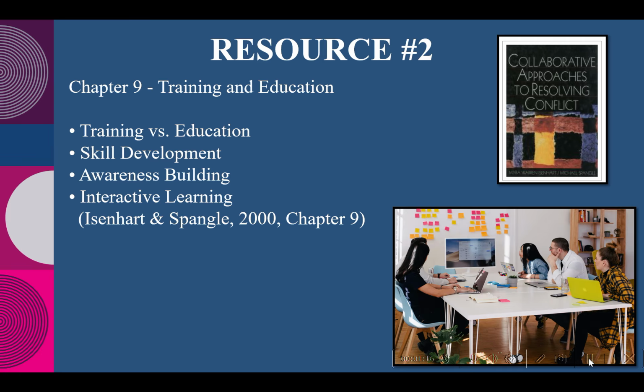The second resource is Chapter 9 of our course textbook titled Training and Education by Eisenhart and Spangel. In Chapter 9, the authors distinguish between training, which develops practical conflict management skills, and education, which builds awareness about the causes and dynamics of conflict. They argue that sustainable conflict management requires both structured systems and ongoing interactive learning. Leadership support and consistent training ensure that employees understand how to use the conflict management system effectively.